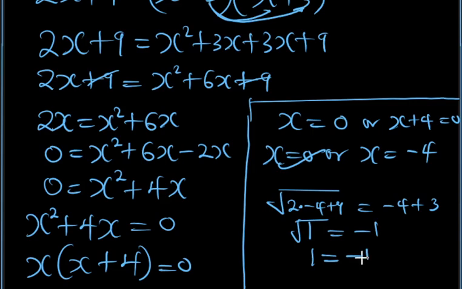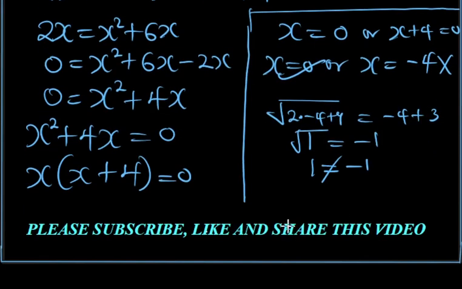So 1 is equal to -1. 1 is not equal to -1 in reality. So this one is not the answer. So the final answer is x equal to 0. All right, see you in my next one.